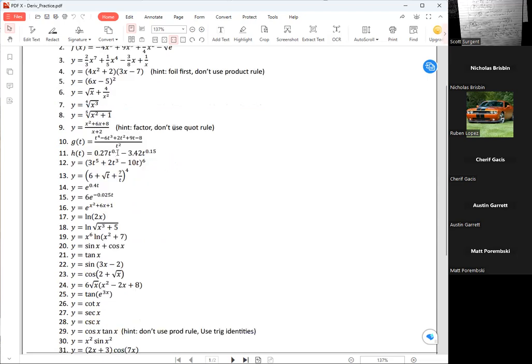For number 11, you got some weird exponents. Okay, you can probably do that. And now, without a calculator, just bring the 0.7 down. Just type it in as 0.7 times 0.27 t to the, and then you take away 0.7. You can probably do that.